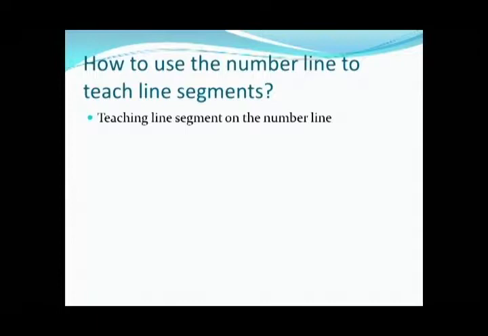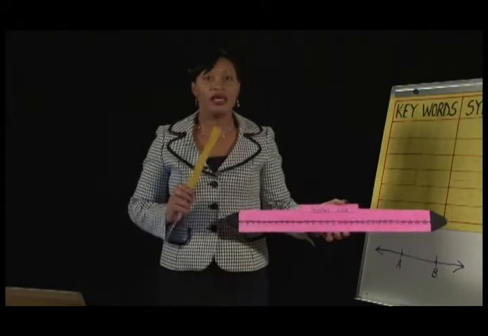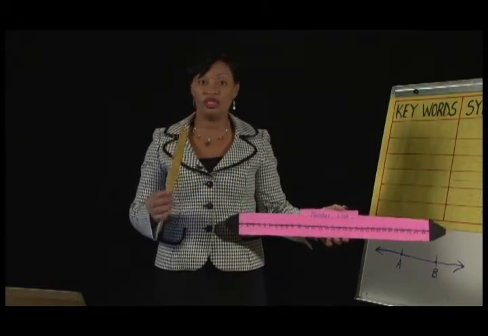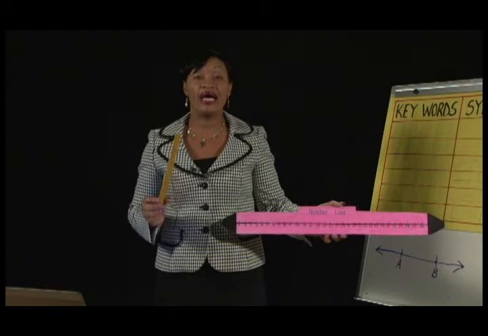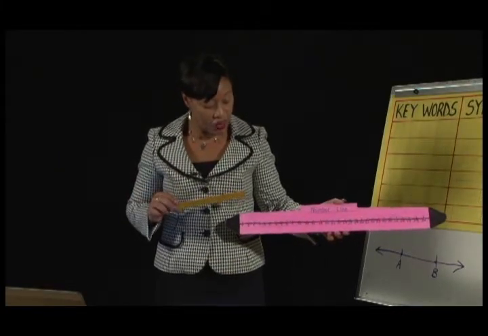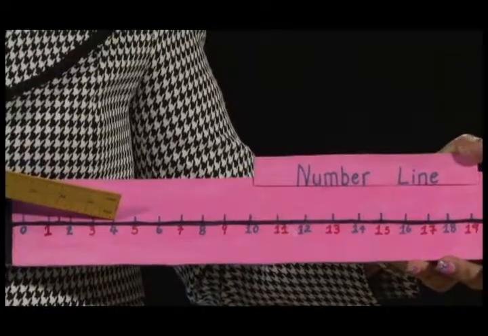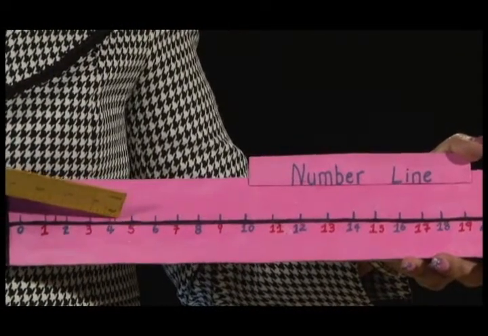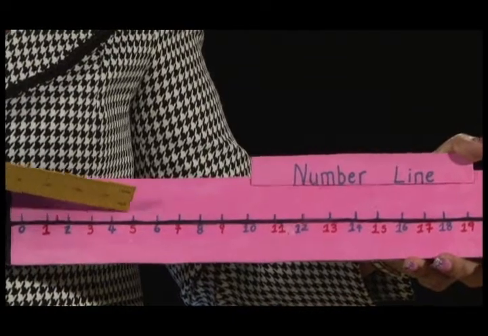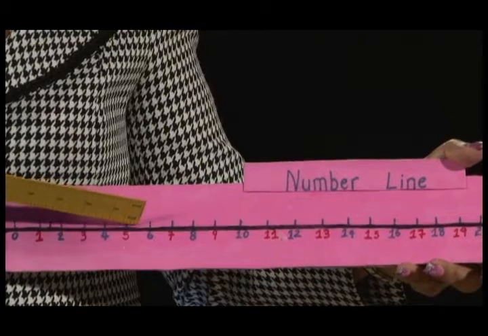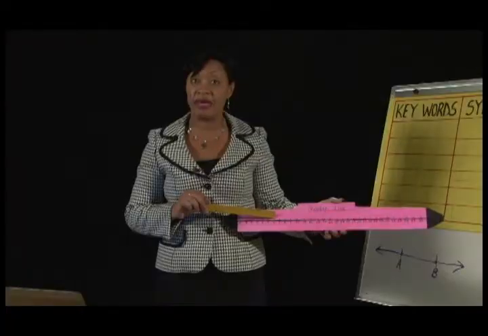How to use the number line to teach line segments? Here in my hand I have a number line. Now I'll be using my ruler to indicate for you a line segment on this number line. Let's say we are at the number 4. If you move from 4 to 5, that is one line segment. If we move from 5 to 6, that is also another line segment.